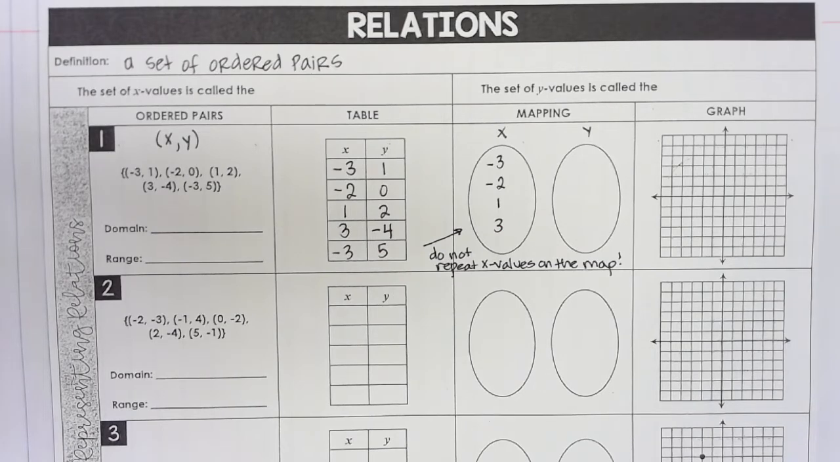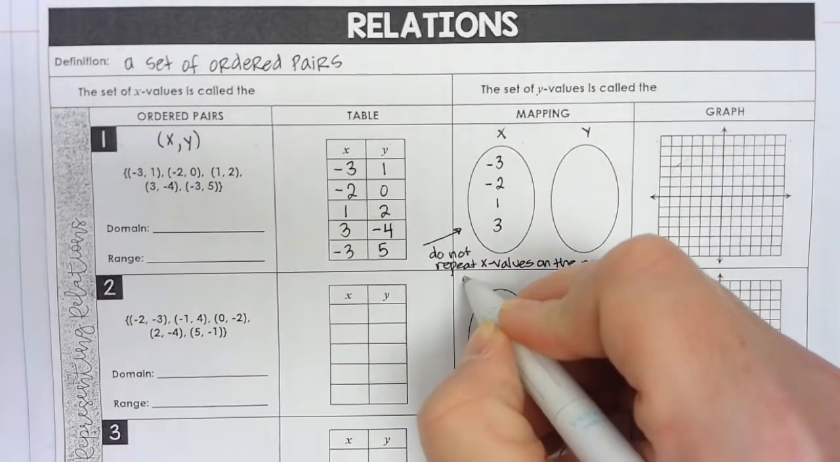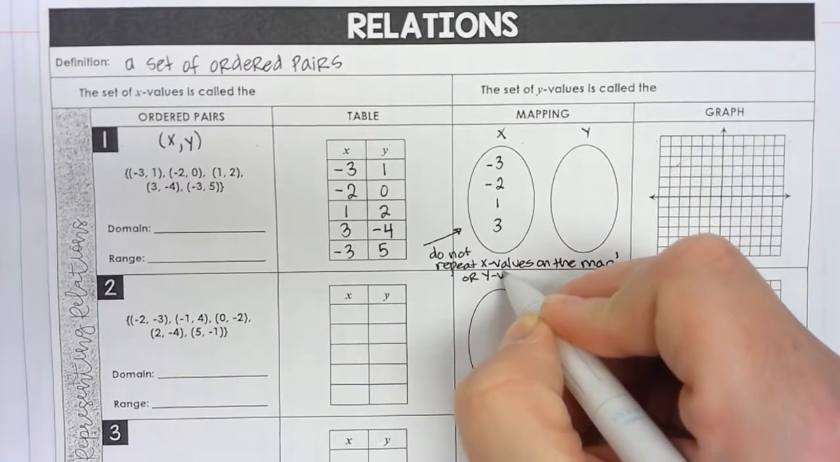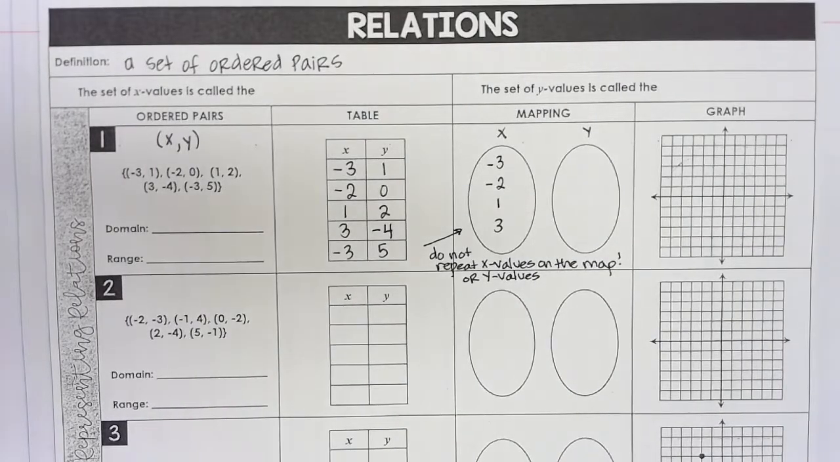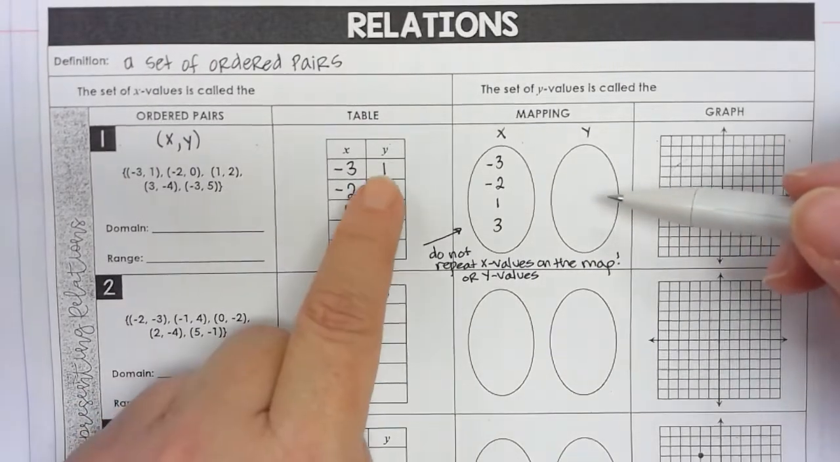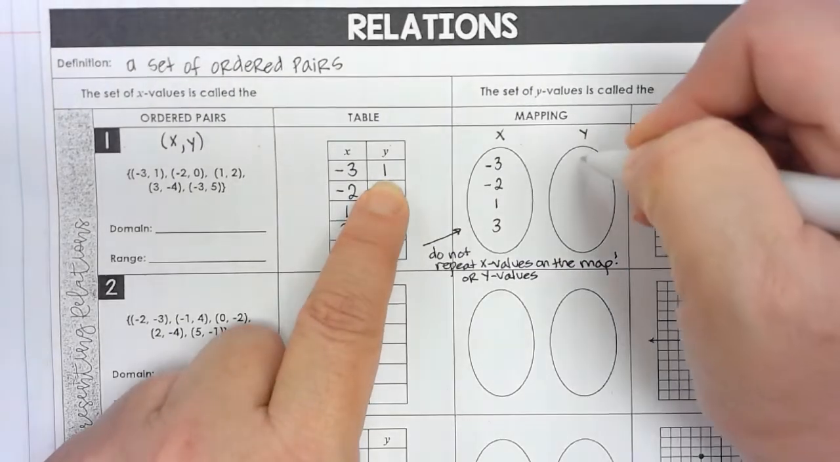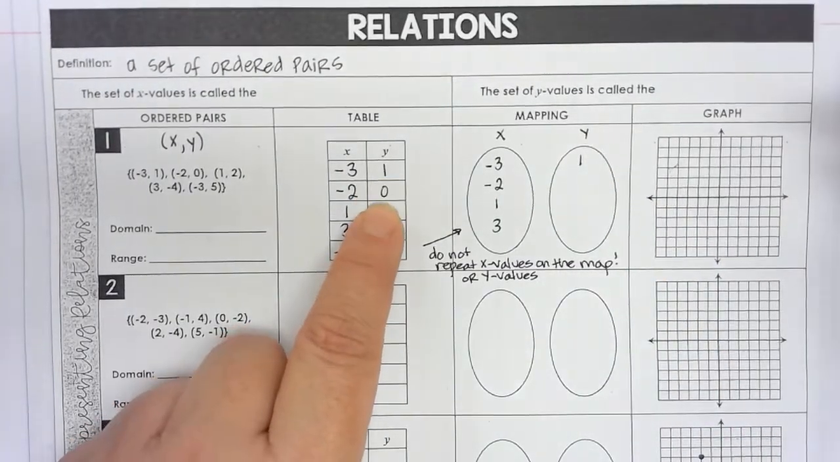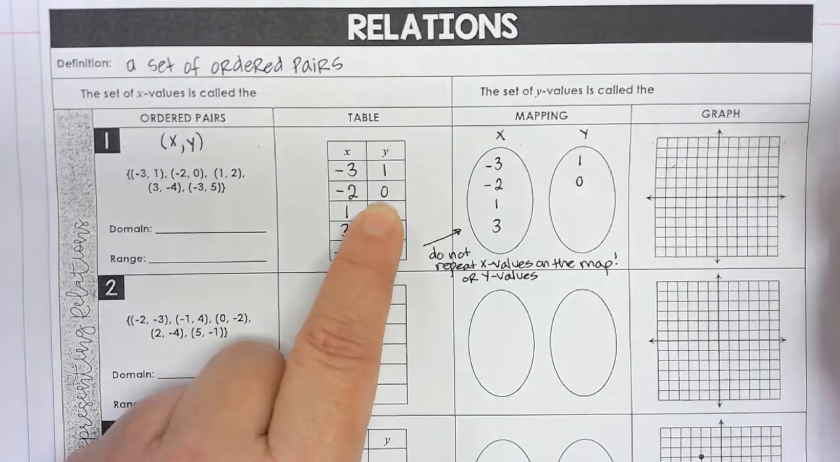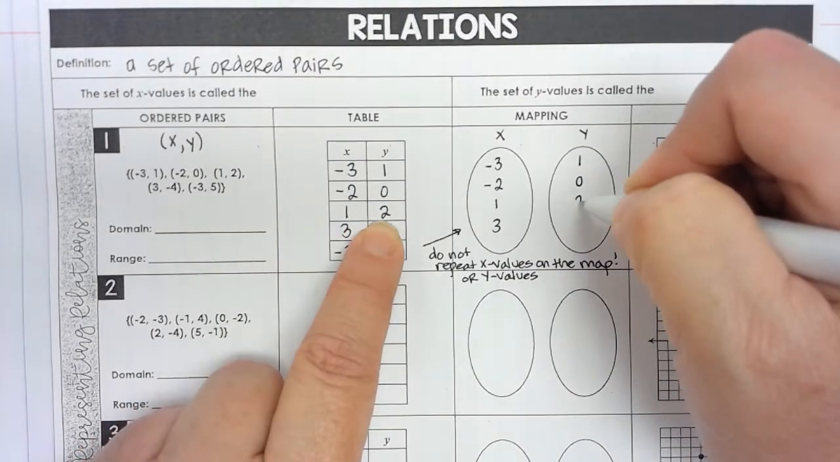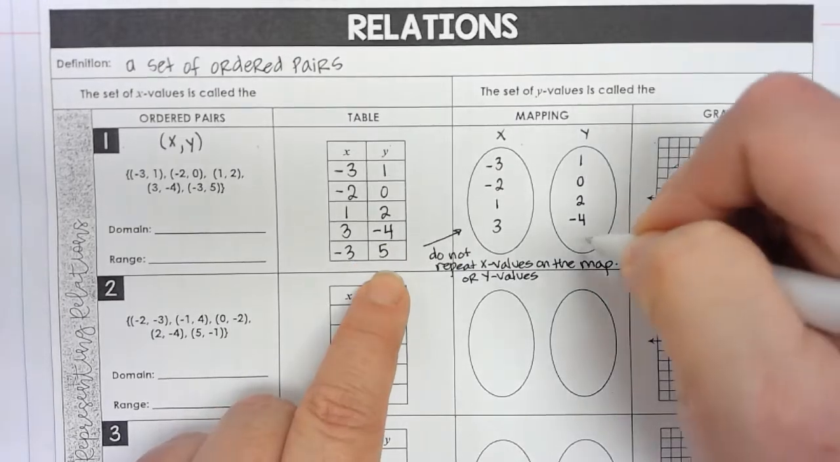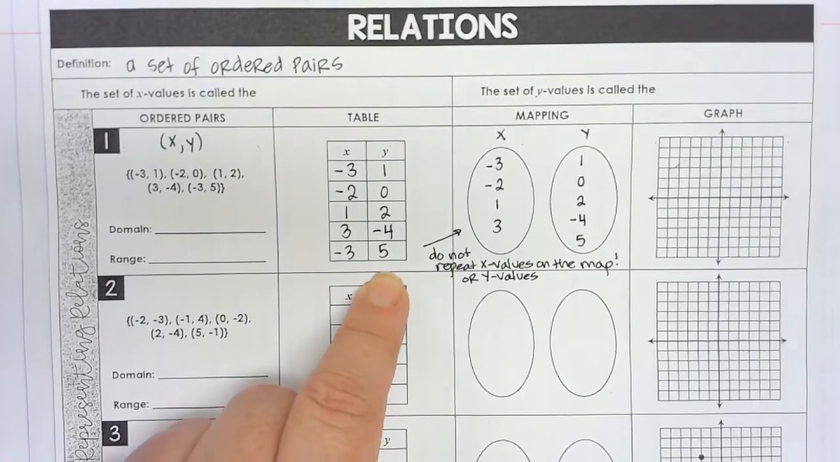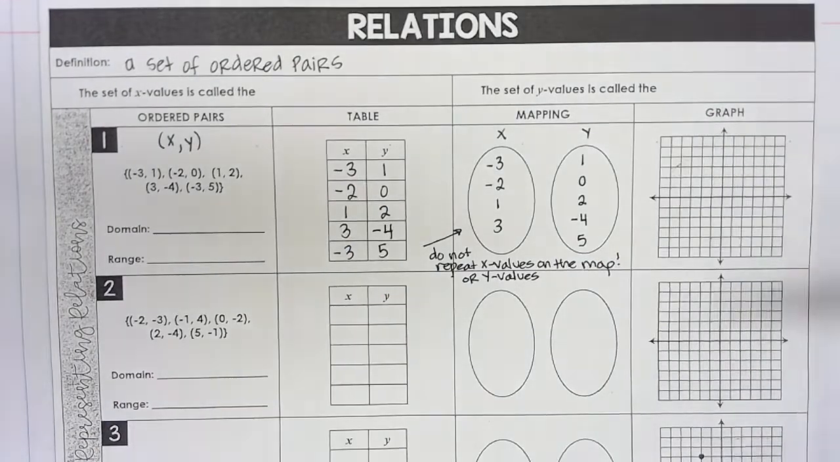Actually, put or y values, because honestly, you're not going to repeat any y's either. So on the y side, I'm going to go back to my table. I'm going to put 1, 0, 2, -4, and 5. Since I didn't have any that repeated, I needed to put them all.